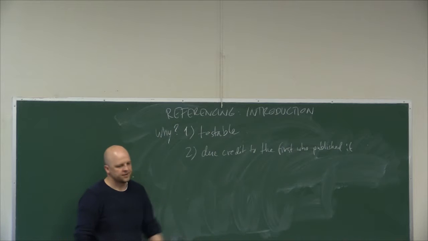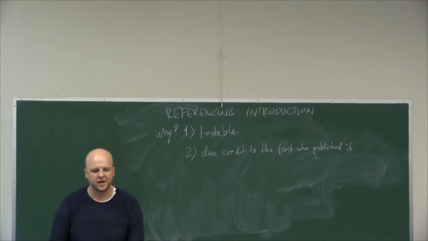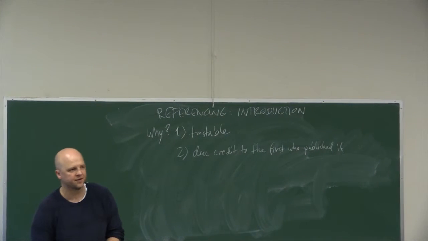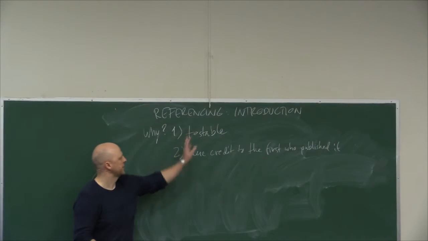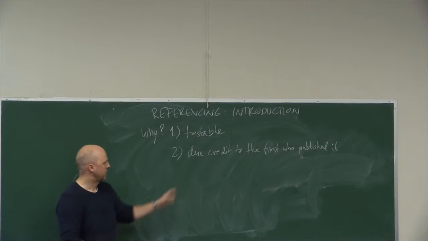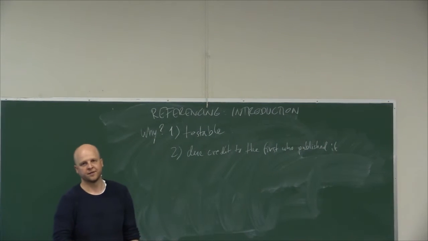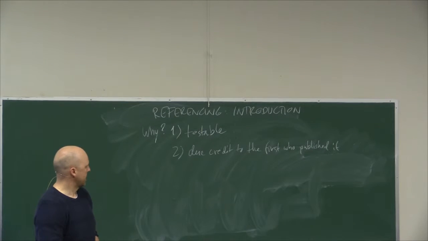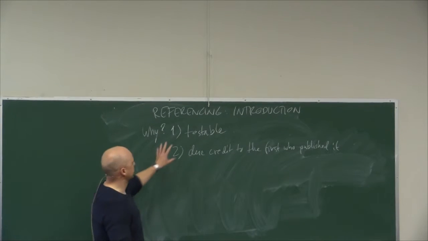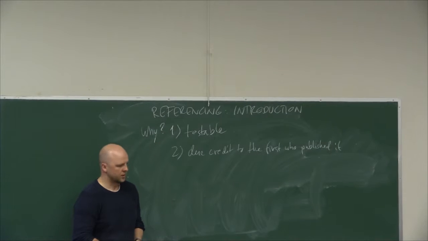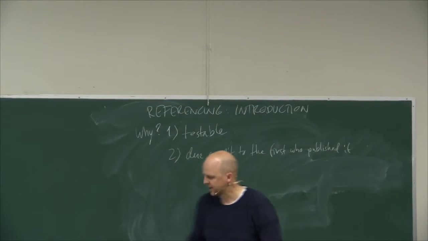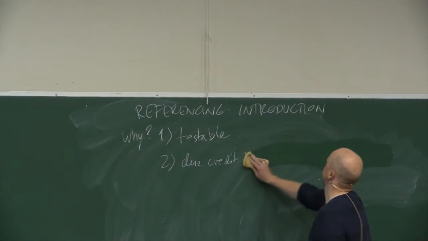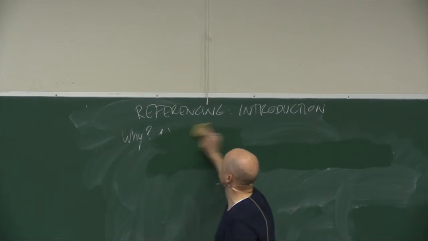And these two norms help you if you try to find out, should I have a reference here or not? Then you can think, is this something that someone might want to check? Or is there someone who should be credited for this? Okay. There are other norms as well, but these are the two main important reasons why we use footnotes. So then I've said a bit about why we do it, and then I'll move on to how we do it.